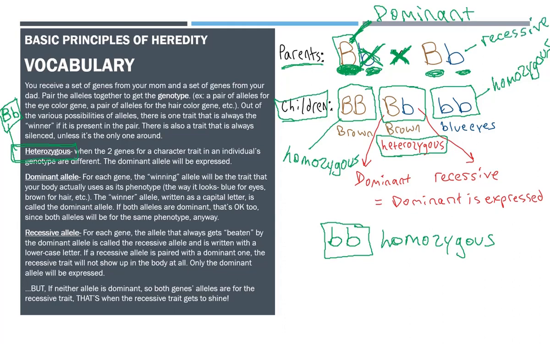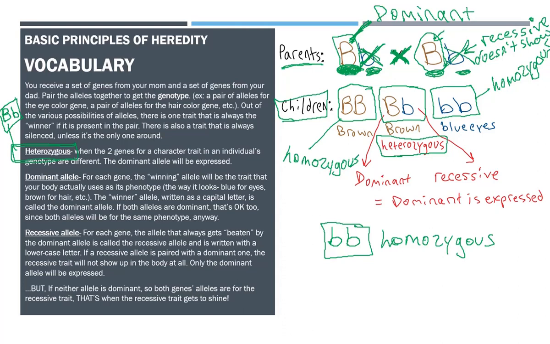Now, this one that gets silenced, this lowercase b, this would be called the recessive gene because it recedes back into the woodwork. It recedes back, so your body does not show this gene. Your body only shows the dominant gene, the brown eyes. And this blue eyes is recessive, so we put it in a lowercase letter.